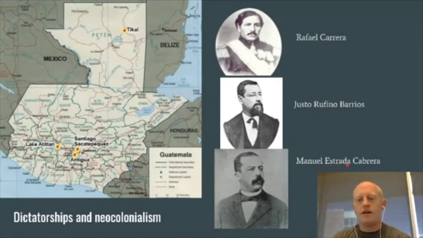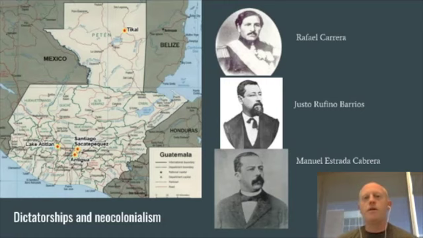Manuel Estrada Cabrera held power between 1898 and 1920. This was the longest continuous dictatorship in Central America for the whole kind of independence era. All of these guys, though, were focused on modernization. So much like Porfirio Diaz in Mexico, they wanted to bring order and progress to Guatemala.